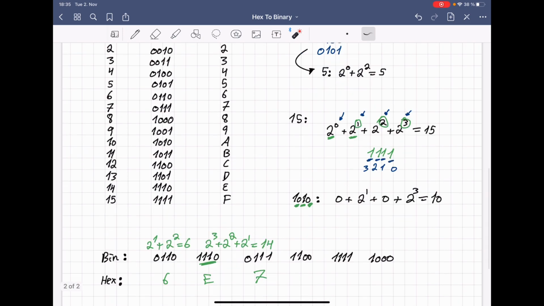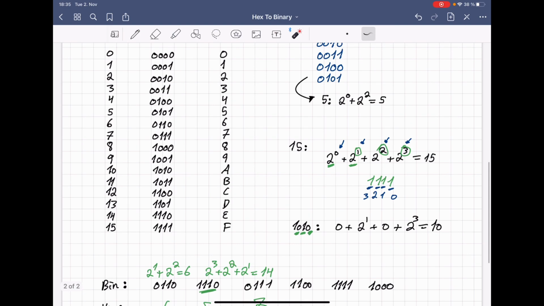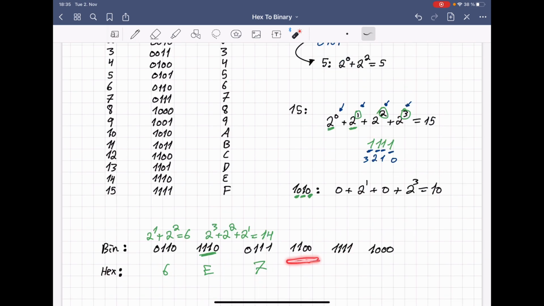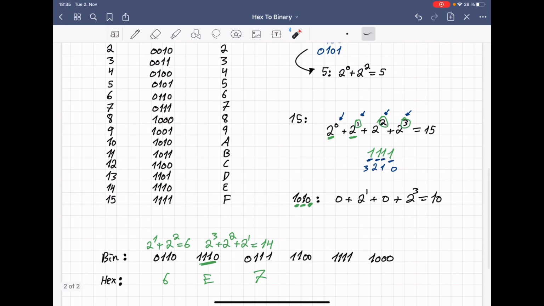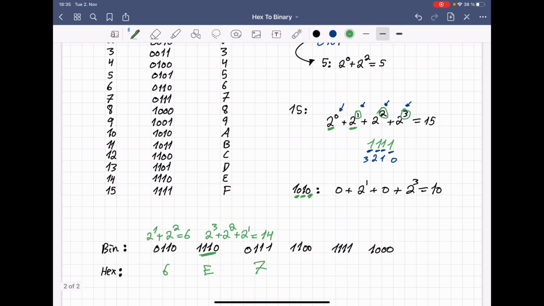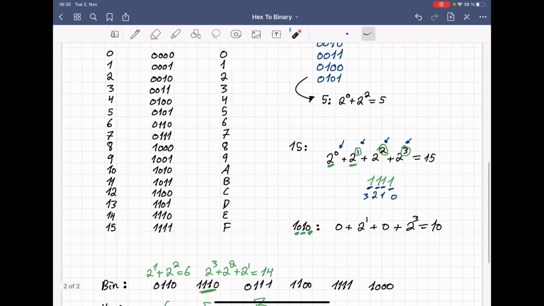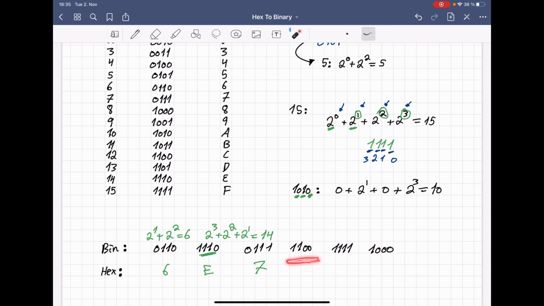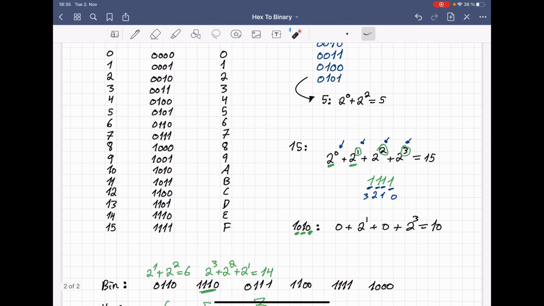1111 is an F, which is very easily known just by looking at the table, and you just have to memorize basically these 3 columns. And then this 1000 is represented as the number 8, as can be seen. So this is the number 8. And there you go, now we have just converted the binary into a hex.